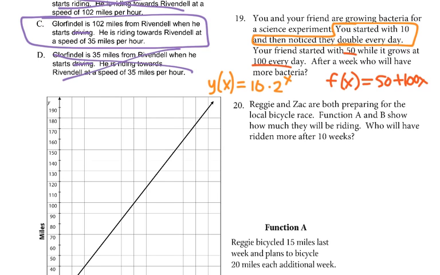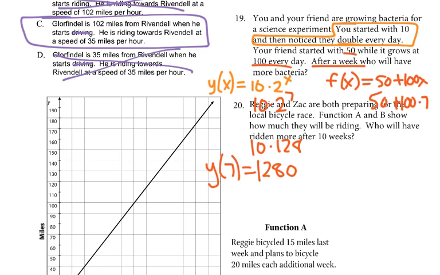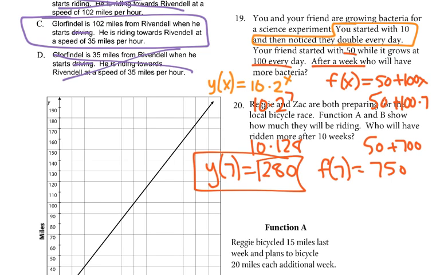Okay, whenever you deal with exponential and linear, exponential is always going to grow faster in the end, but let's say after a week, so after 7 days, what would we get? So 10 times 2 to the 7th, 2 to the 7th is 128, so 10 times 128 would be 1,280 after 7 days. Your friend, 50 plus 100 times 7, 100 times 7 would be 700 plus 50 would be 750. So you can see that yes, yours would grow. You'll have more bacteria because yours is growing exponentially, which always grows quicker.